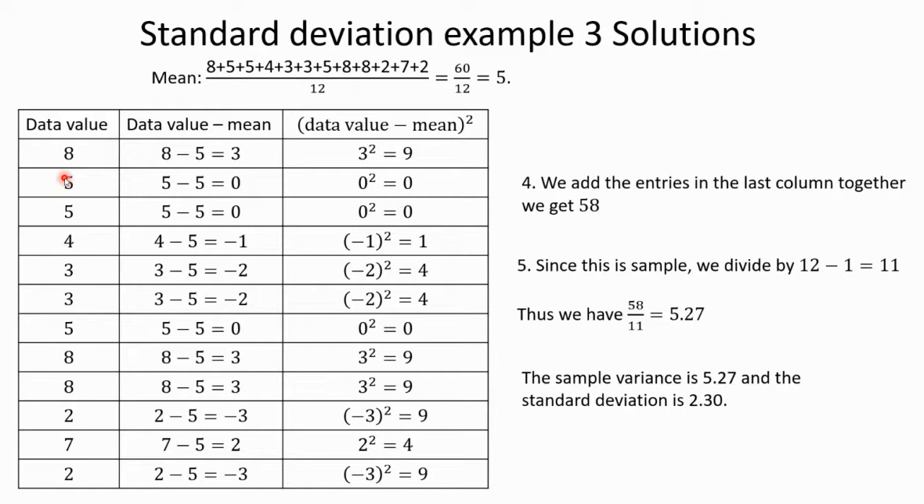And now what do we do next? We subtract the mean from each data value, and square the difference. We get 3 squared is 9, the first one. Subtract the mean, square it. Same thing here, same thing here, and so on.